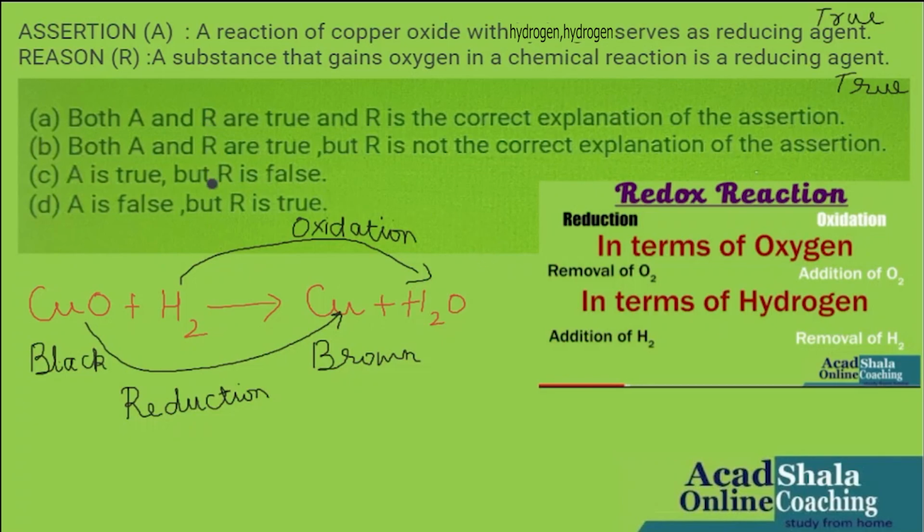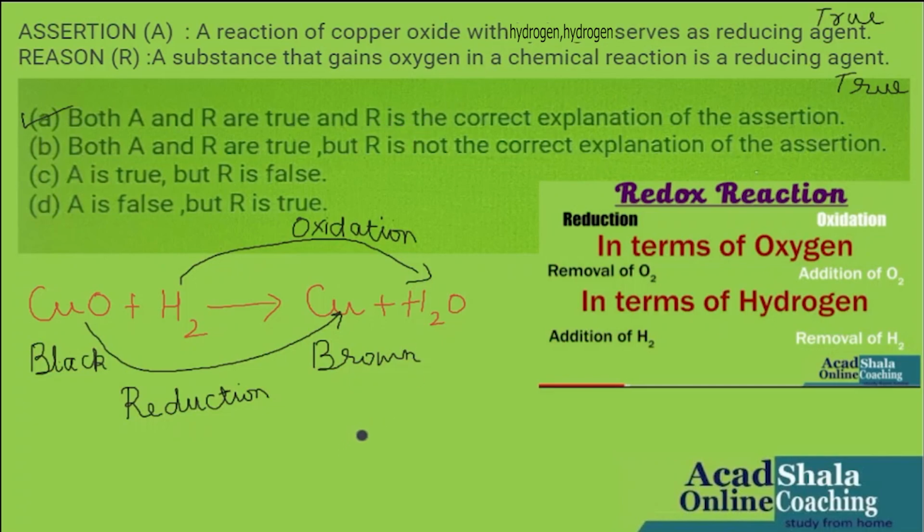So what I will do is see the options. I will read the options very, very carefully, and then I will choose the option. Okay, let me read this, and this. According to me, option A is coming out to be true. Why? Because both A and R are true, and R is the correct explanation of the assertion.